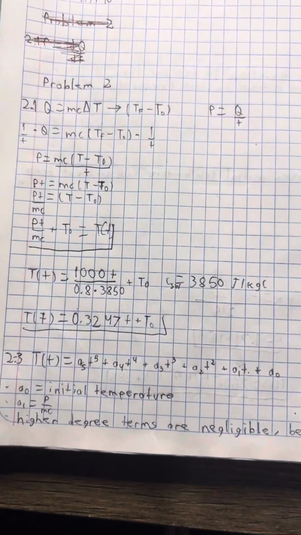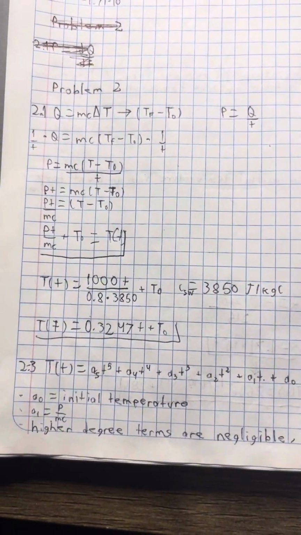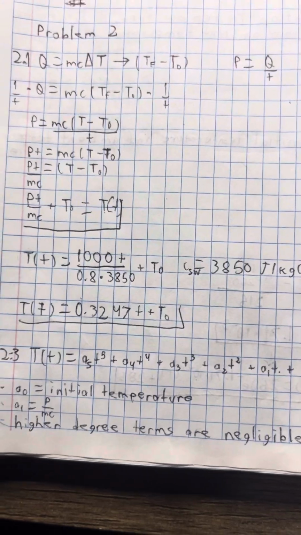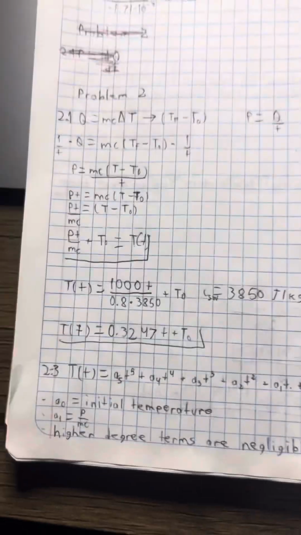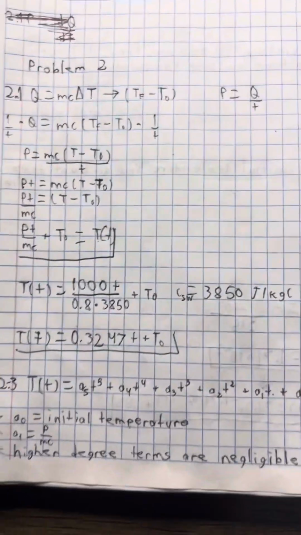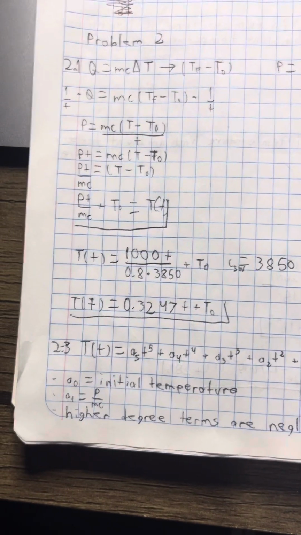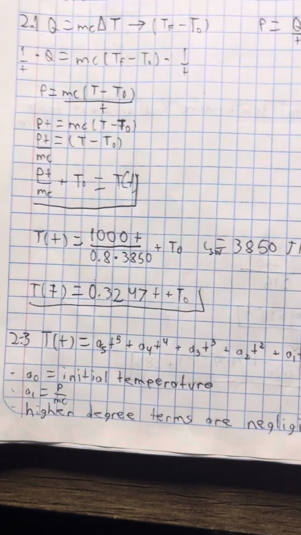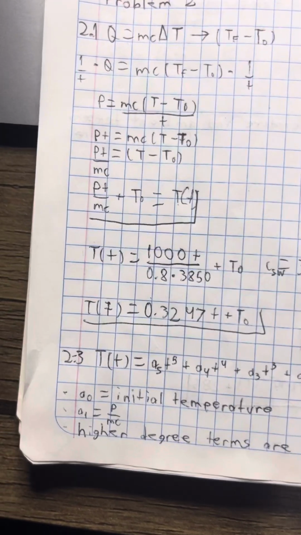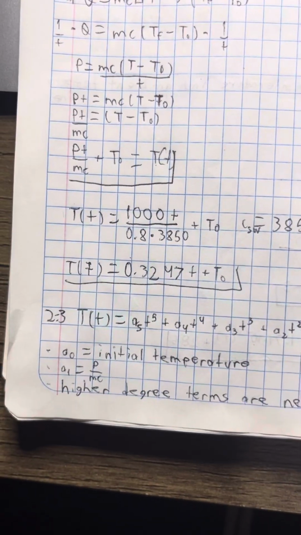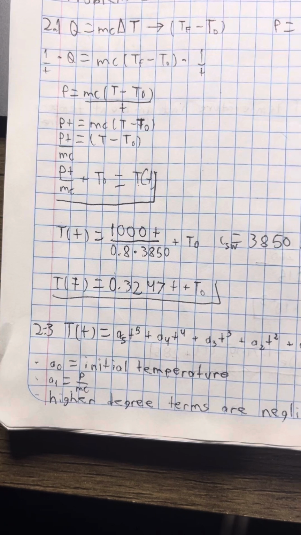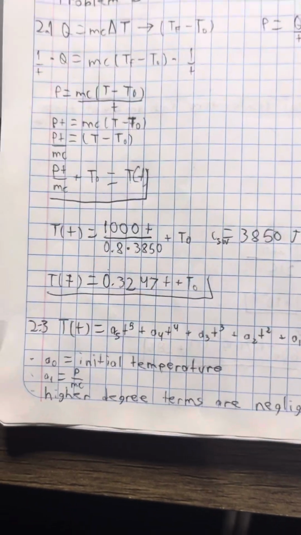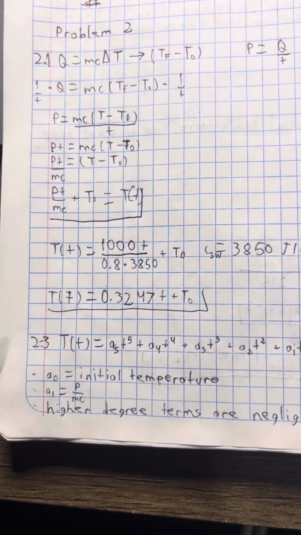Then I replaced the values: the 1000 watts, the 0.8 liters, and the 3850 joules per kilogram degree C, which is the specific heat of the seawater, plus the initial temperature. And then I got this as my final expression for temperature as a function of time: 0.3247 times time, plus the initial temperature.